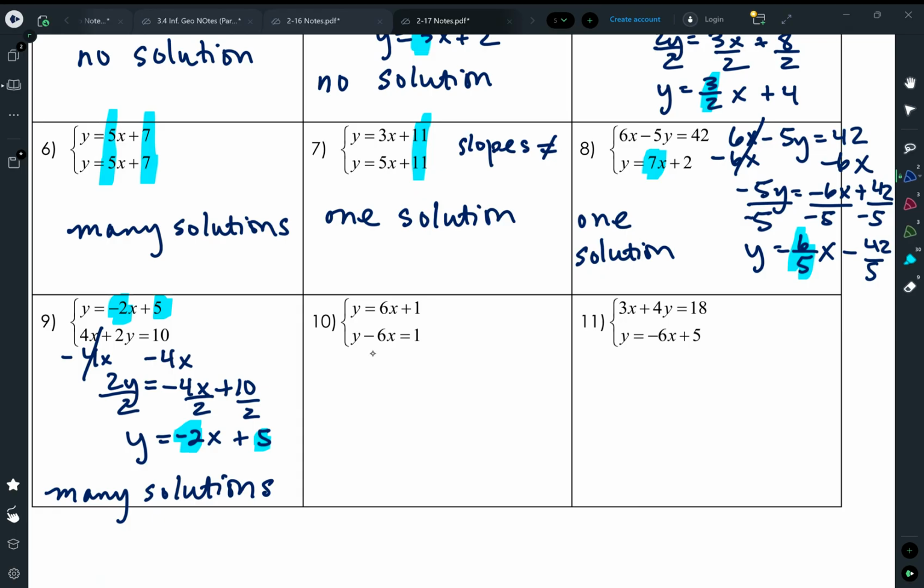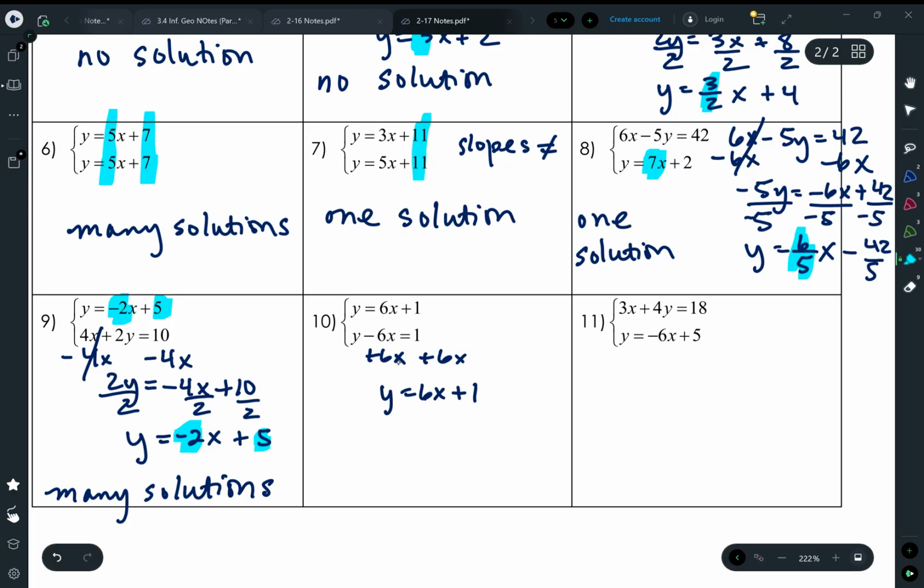For 10, I would rearrange my second equation. And so I have y equals 6x plus 1. And then again, we have the same slope. We have the same y-intercept. And so we have many solutions again.